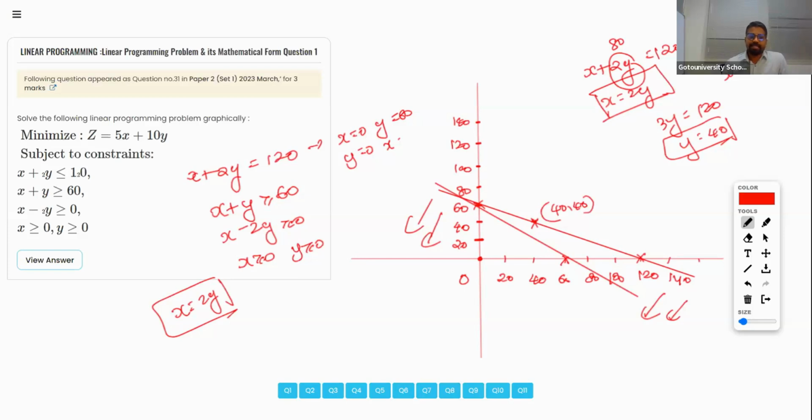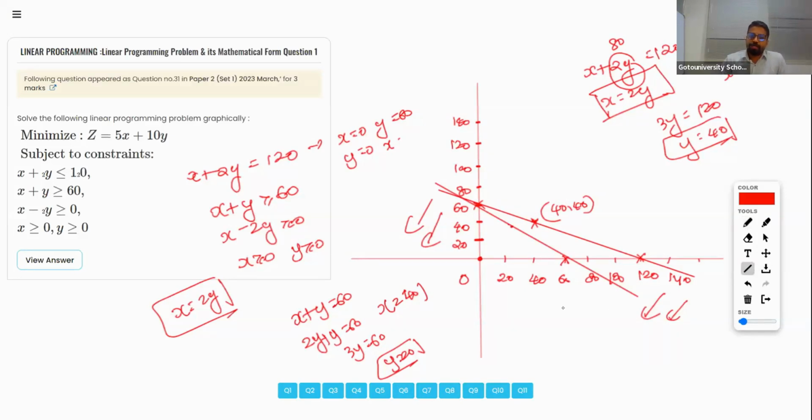So on this line, we have to substitute now. x plus y is equal to 60 and x is equal to 2y. So 2y plus y is equal to 60. So 3y is equal to 60. So y is equal to 20. x will be equal to 40. 40 and 20 is here, this point. So our line goes like this.